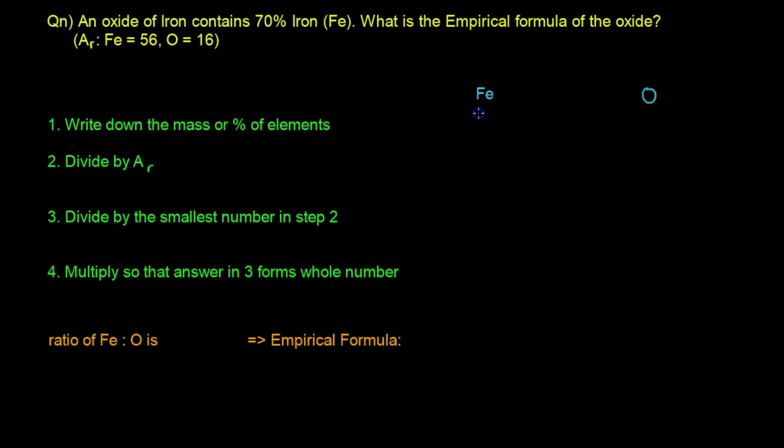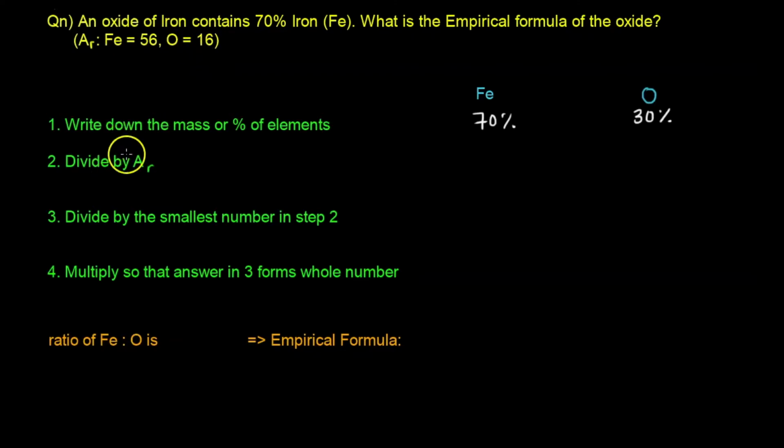Iron is 70%. Let's write it down together. Whereas for oxygen, what do you think? 30%, because in oxides of iron, there's only oxygen and iron. A hint they give you is actually just given here: Fe and O. They did not give you anything else, so in some sense they are hinting to you that in the oxide there's only Fe and O.